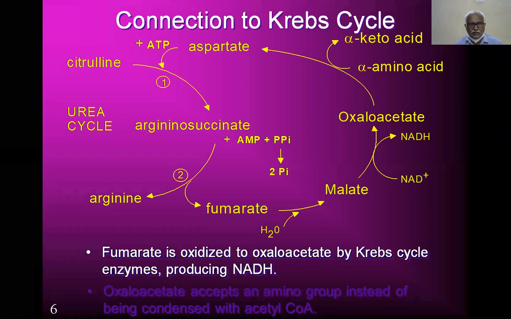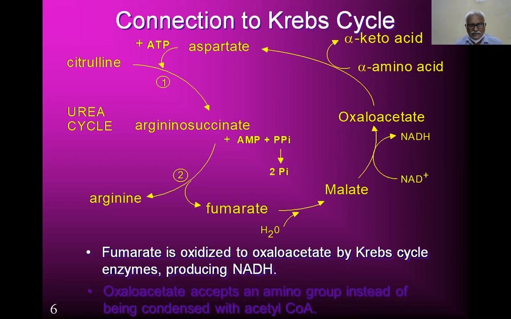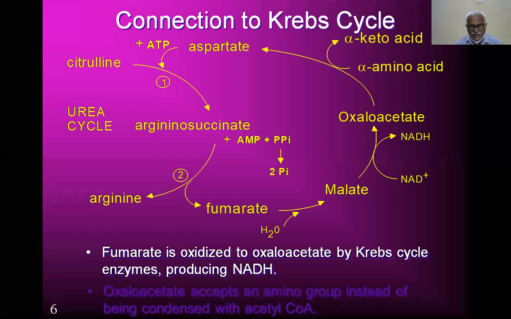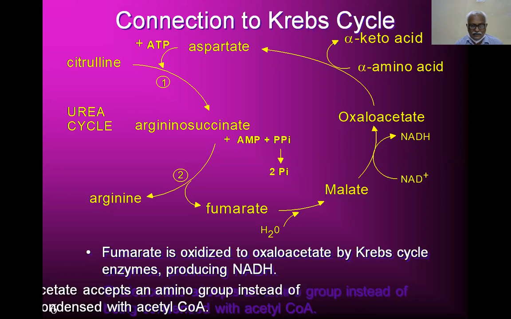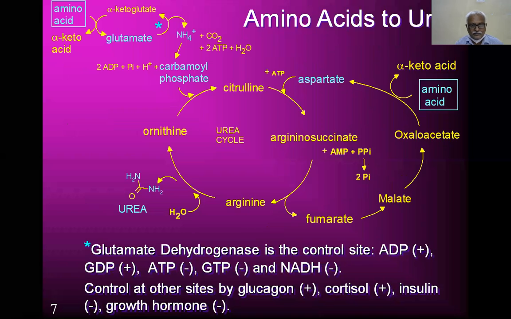So connection to citric acid cycle: fumarate is oxidized to oxaloacetate by citric acid cycle enzymes producing NADH. Oxaloacetate accepts an amino group instead of being condensed with acetyl-CoA. Glutamate dehydrogenase is the control site. So complete urea cycle is covered. So control of other sites by glucagon, cortisol, insulin.